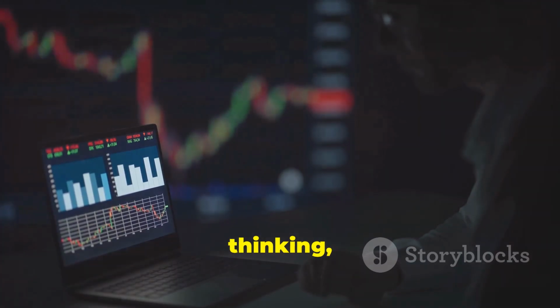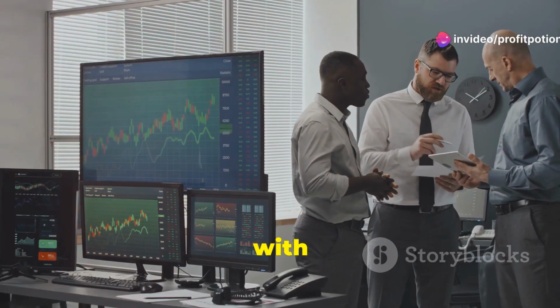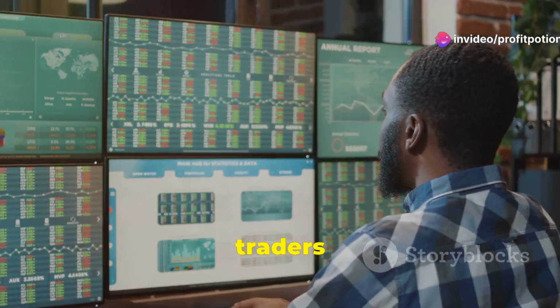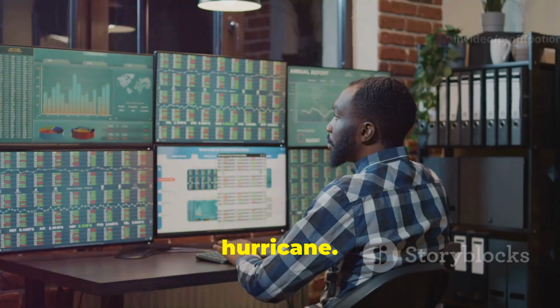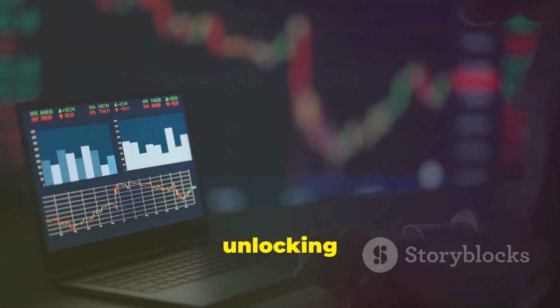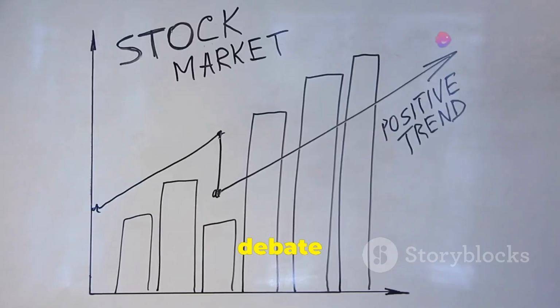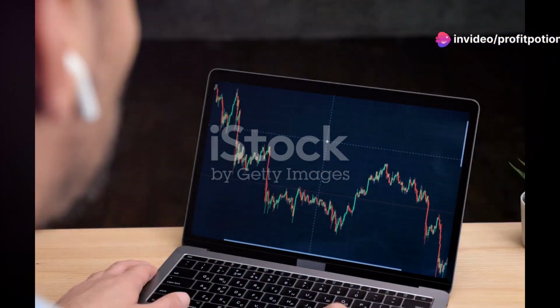Now, you might be thinking, this all sounds like superstitious mumbo-jumbo. And hey, some folks agree with you. There's a whole camp of traders who think chart patterns are about as reliable as a weather forecast in a hurricane. But then there are those who swear by them, claiming they're the key to unlocking market secrets. It's a debate as old as time, or at least as old as stock charts.